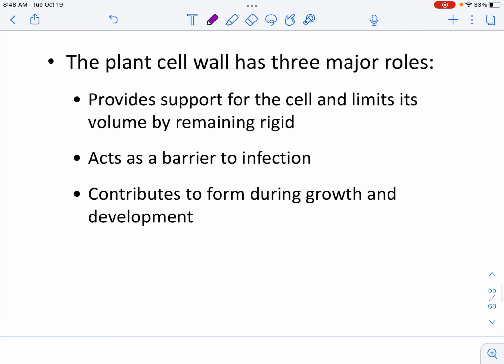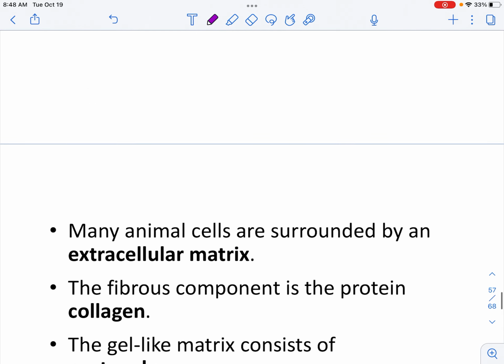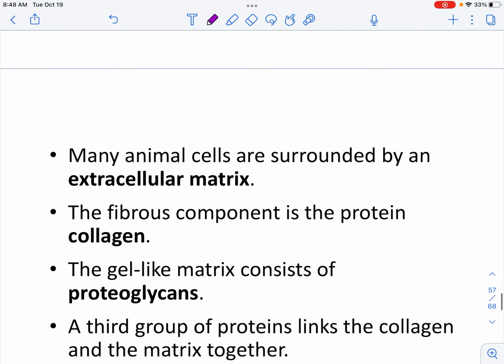So it has three major roles: support, barrier to infection, and contributes to form during growth and development. And so there's times when plant cells are connected, and what are they connected by? They're connected by channels called plasmodesmata. These channels allow movement of water, ions, small molecules, hormones, and some RNA and proteins.